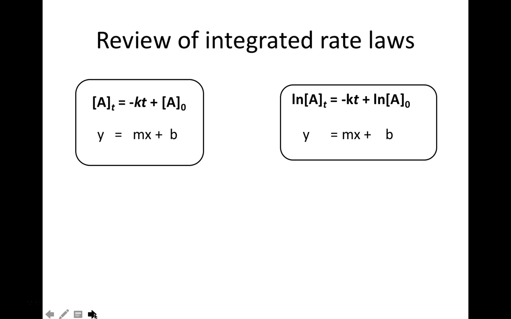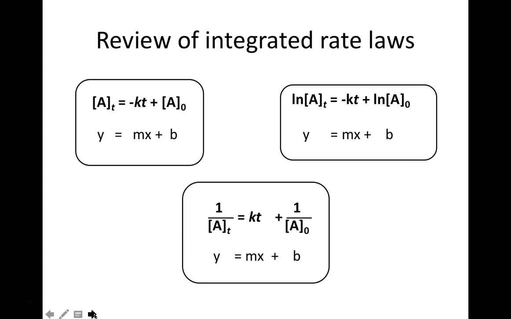We also have a second equation where we did out the calculus and found the natural log of the concentration of A at some time point, so sub t, equals negative kt, same k and t as in the first example, plus the natural log of the initial concentration of your reactant. That's your first order integrated rate law.